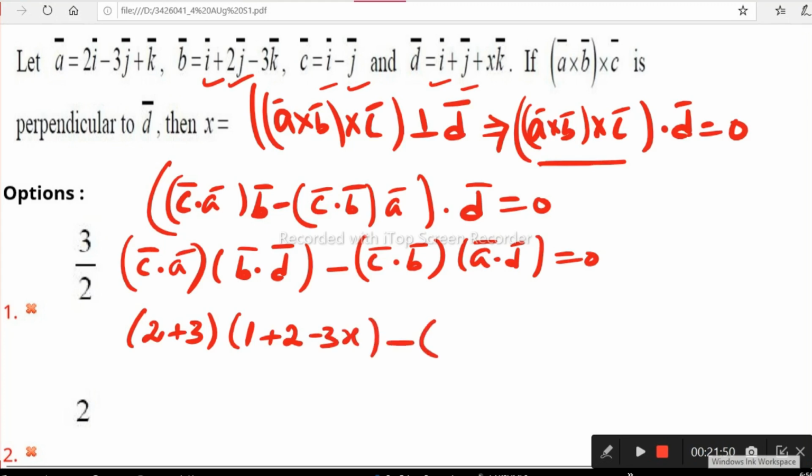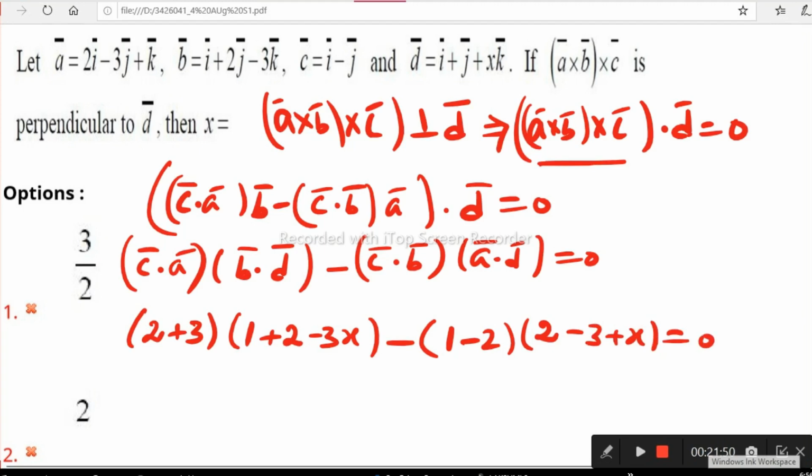Minus C dot B. C dot B and B dot C are the same. Let us see how to do B dot C. 1 into 1 is 1, minus 2 into minus 1 is minus 2. There is no k coefficient, so it becomes minus 1 minus 2. Next, A dot D, the dot product of the first and last vector: 2 into 1 is 2, and minus 3 into 1 is minus 3, and 1 into x is x, so plus x is equal to 0. So easy now. The dot product is so easy.